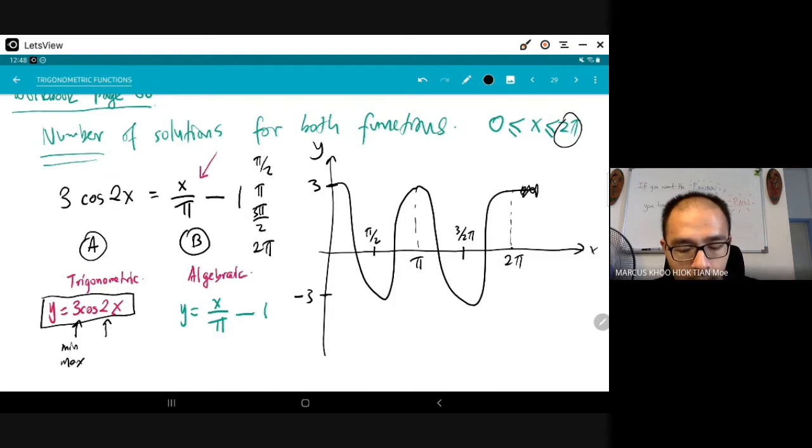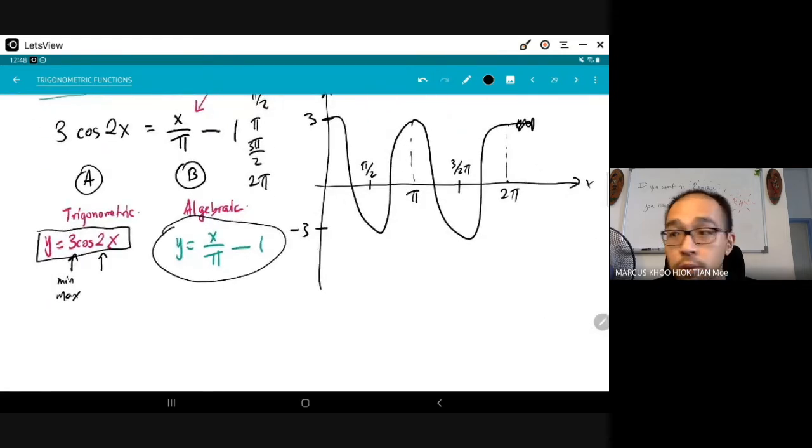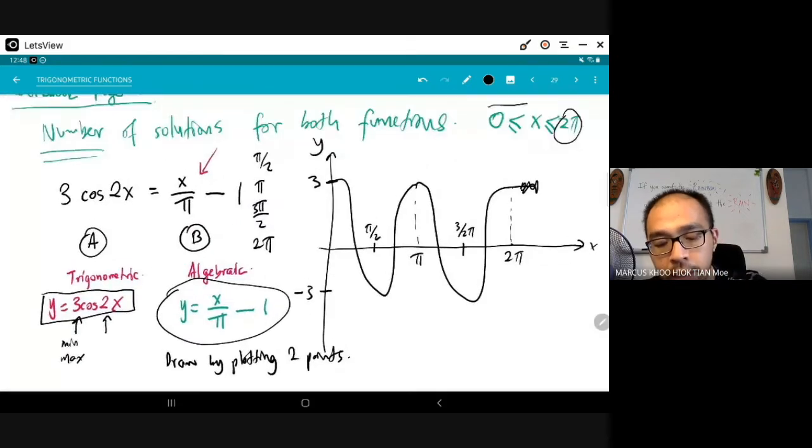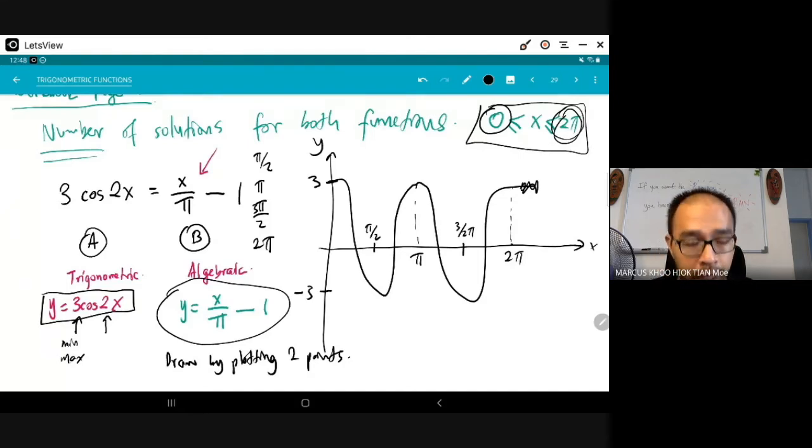So the question is, how do I draw this line? In order to do that, you may need to copy this down in your workbook. What you do is you plot 2 points. We only need 2 points, most of the time. And I suggest that the points you take are within this range. Take 0 and take 2 pi.